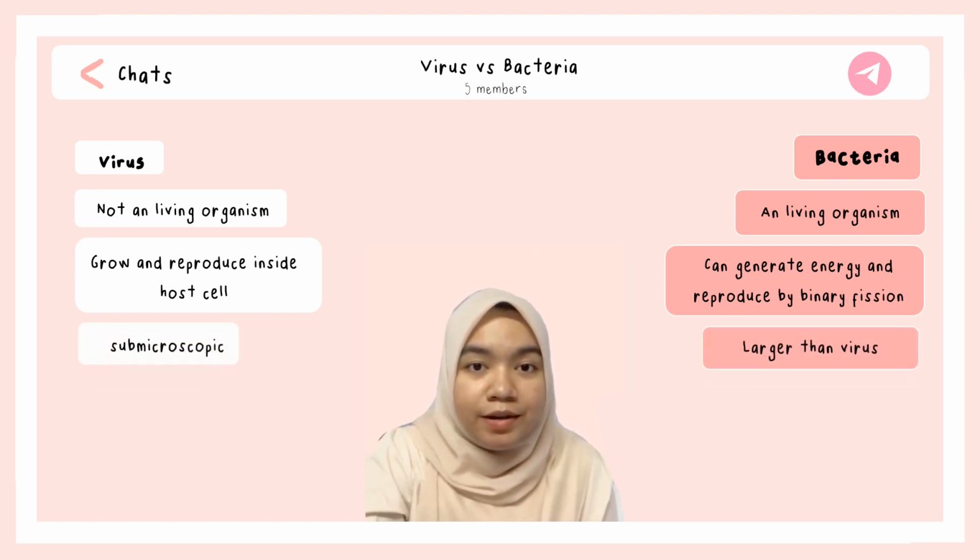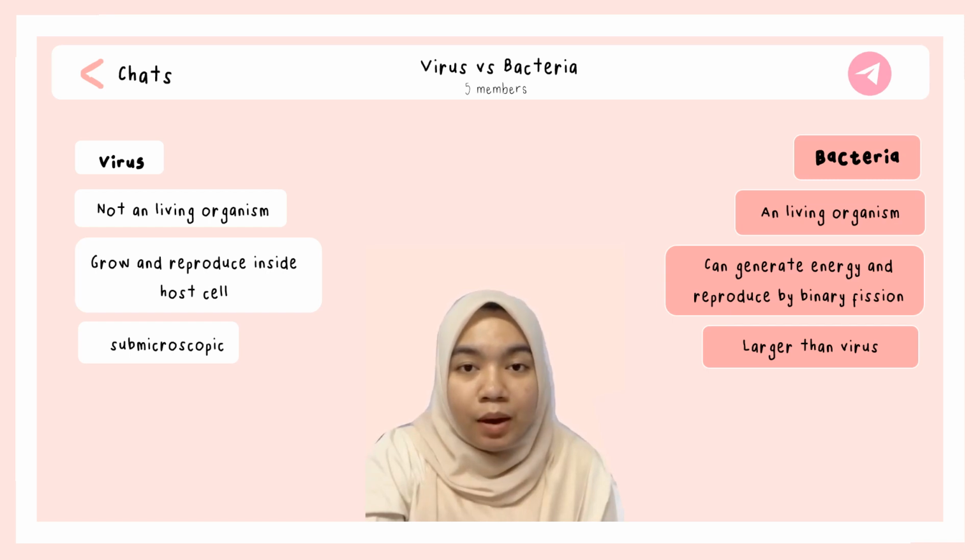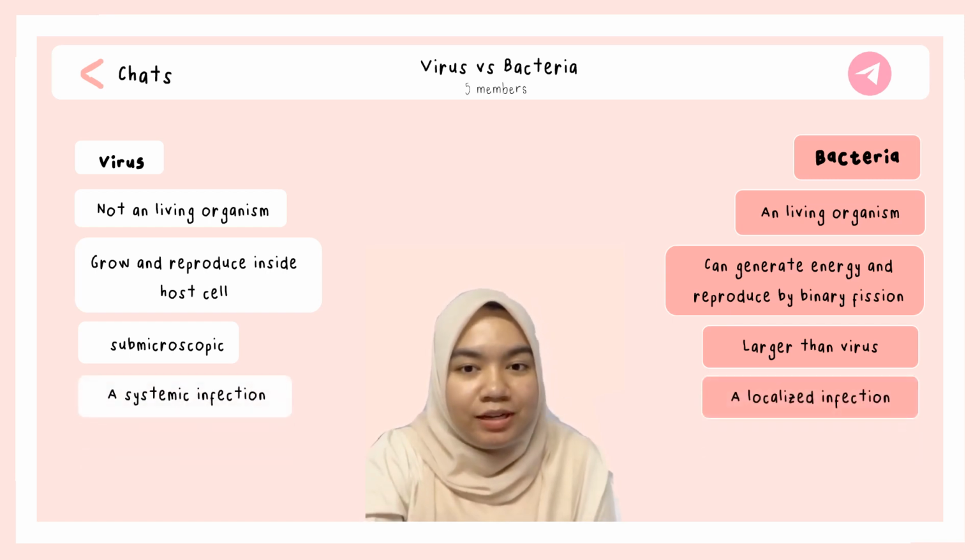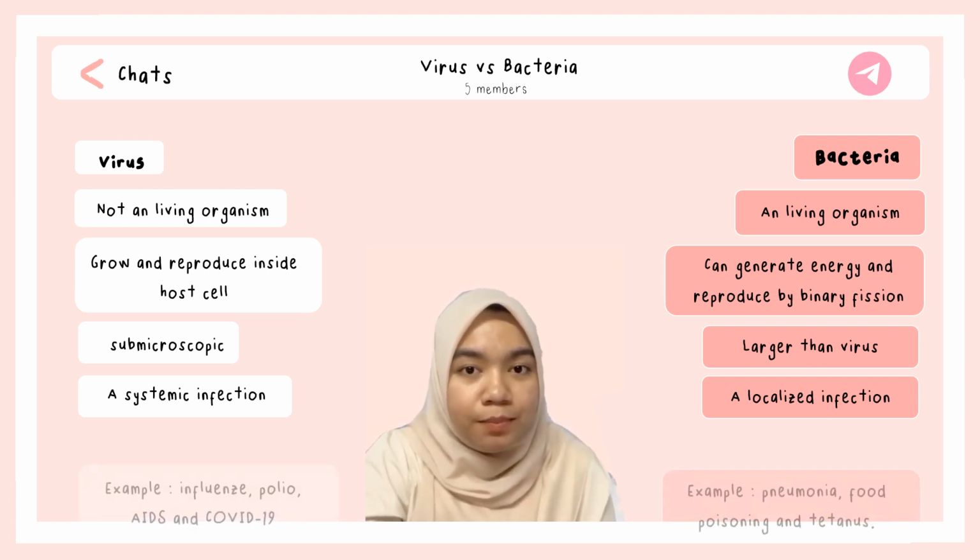Next, viruses are submicroscopic, while bacteria are larger than viruses. A viral infection is systemic. Viruses infect a host cell and then multiply by the thousand, leaving the host cell and infecting other cells of the body. While bacterial infection is usually confined to a part of the body, described as a localized infection. Infections may be caused by the bacteria or by the toxin produced.